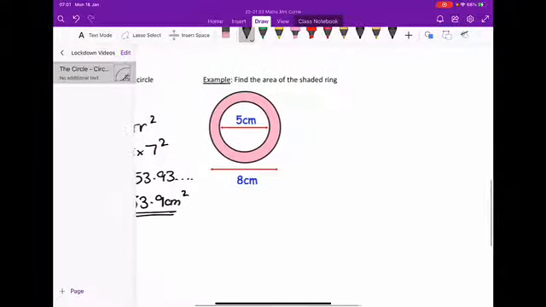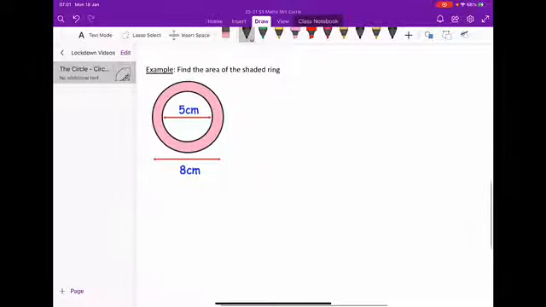And for this final example, it's a slightly more complicated example, but only slightly. It's asking us to work out the area of the shaded ring. So to do that, what we're going to do is work out two things. We're going to work out the area of this outside circle, first of all, and then we're going to work out the area of the smaller circle, and we're going to take that away from the area of the bigger circle.